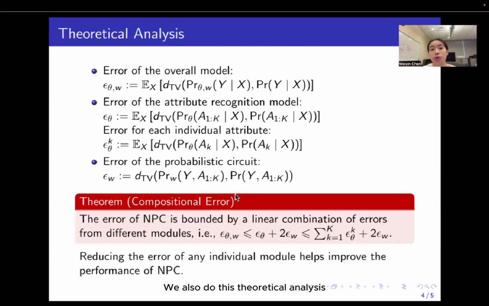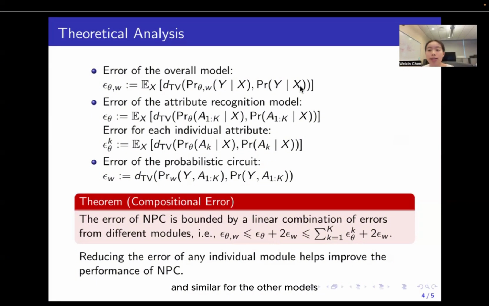We also do a theoretical analysis. First of all, we define some terms. For example, the overall model tries to model the distribution of Y given X. So we define the error as the expanded TV distance between this model distribution and the ground truth distribution, and similarly for the other models. Here we give the theorem called compositional error, saying that the error of NPC is bounded by a linear combination of errors from different modules. In this way, reducing the error of any individual module helps improve the performance of the NPC.